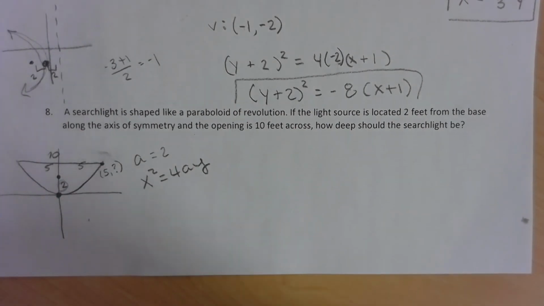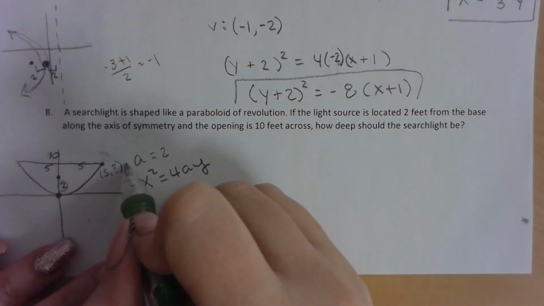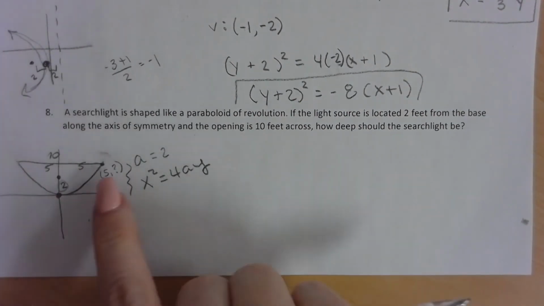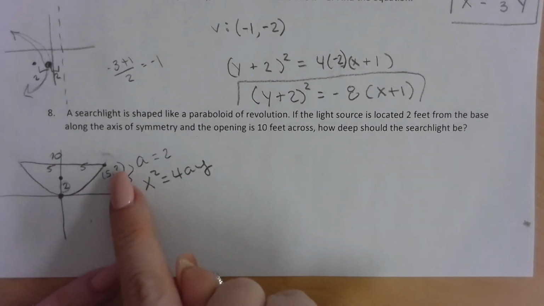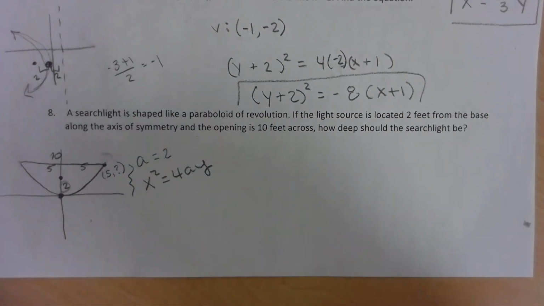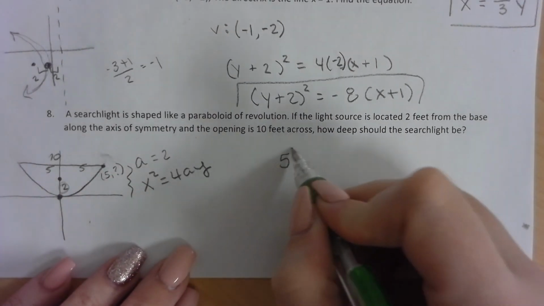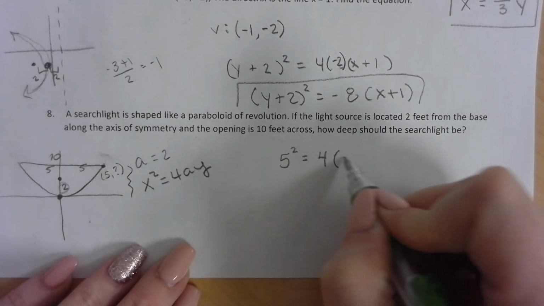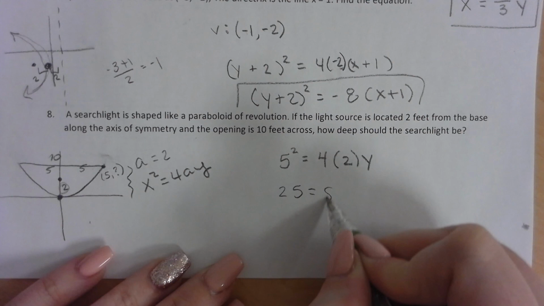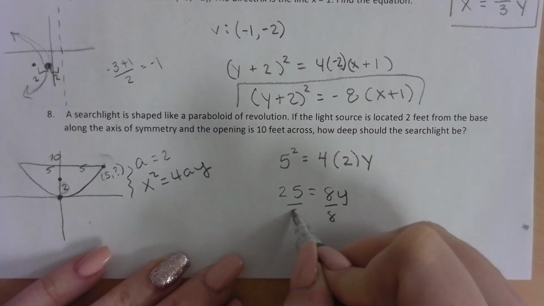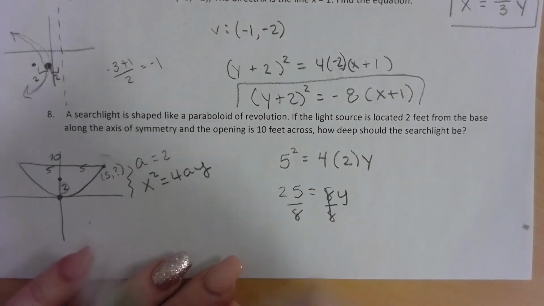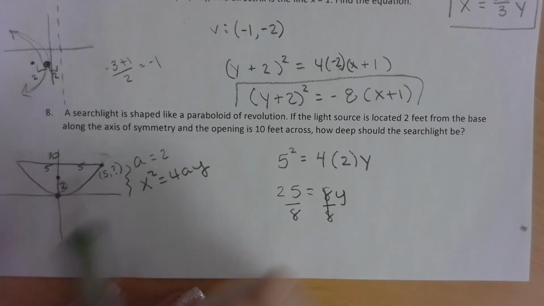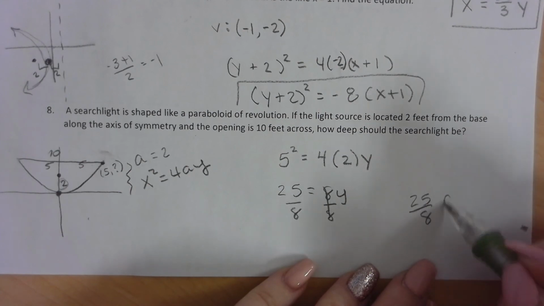Well, isn't that what I'm trying to figure out? It's wondering how deep it should be. And how deep it should be would be this whole distance, which would be this y value. So I need to figure out when a is 2, and this is my parabola, what is the y value at an x value of 5? So I'm going to plug in all that information. My x value is 5, the a value is 2, and I'm trying to find y. So in order for this to have a light source at 2 feet and be 10 feet across, we need to make the searchlight be 25 over 8 feet deep.